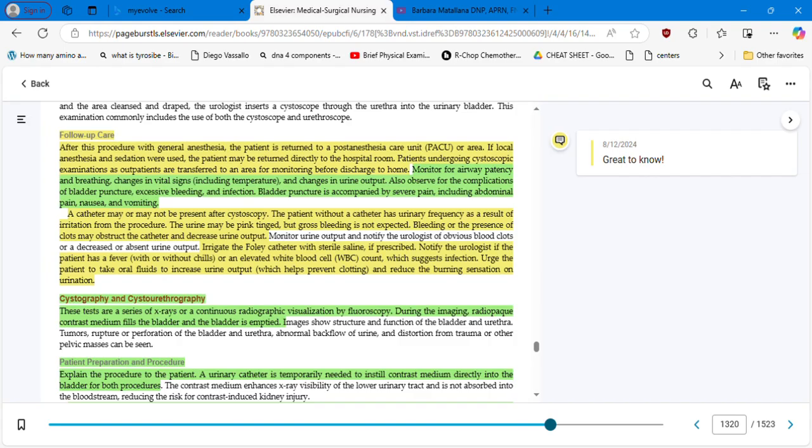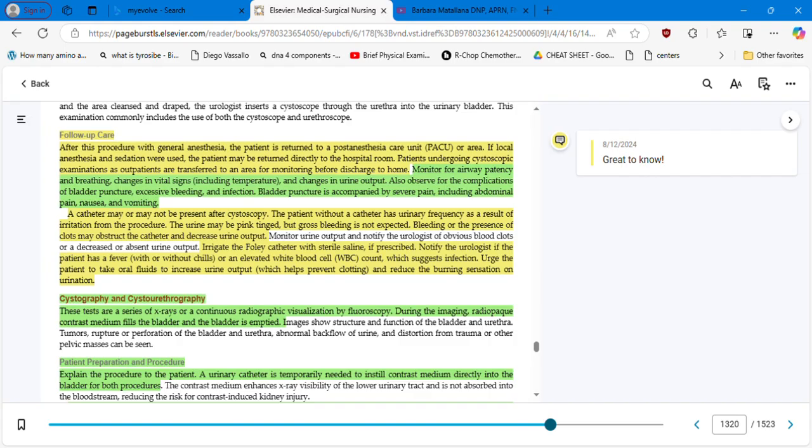Also observe for the complications of bladder puncture, excessive bleeding. Excessive bleeding is not light bleeding, and infection is very important because the camera is entered through the urethra, right? Bladder puncture is accompanied by severe pain, including abdominal pain, nausea, and vomiting. So there is a lot to educate a patient. Status post cystoscopy. A catheter may or may not be present after cystoscopy.